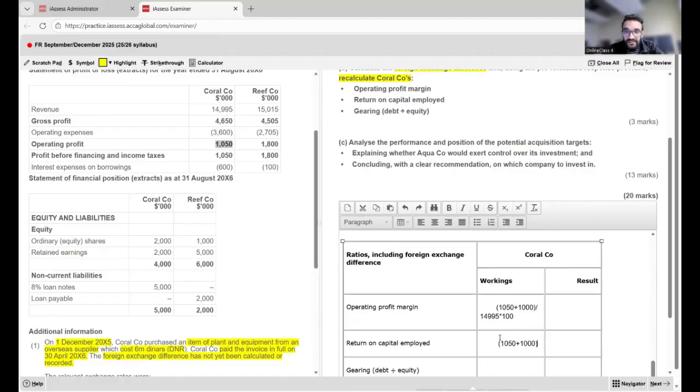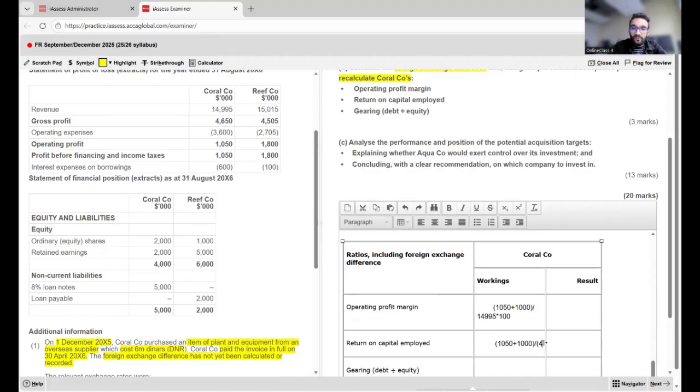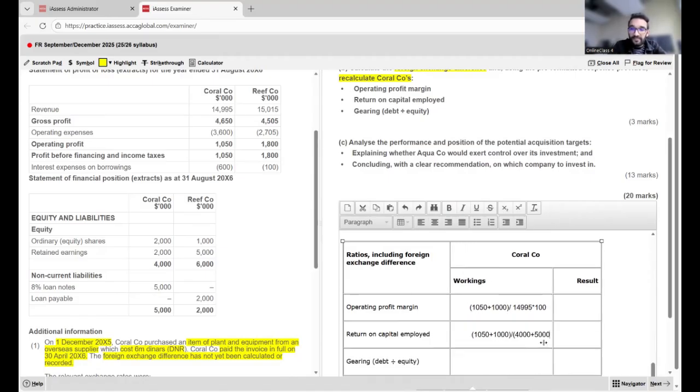On the return on capital employed, now use this updated operating profit, divided by the capital employed. Capital employed was 4,000 plus 5,000, but now we will be adding the additional capital employed as well. You need to add this too: 4 plus 5 plus the 1,000 exchange gain, because it is going to increase your retained earnings as well. So 4,000 plus 5,000 plus this 1,000 exchange gain.